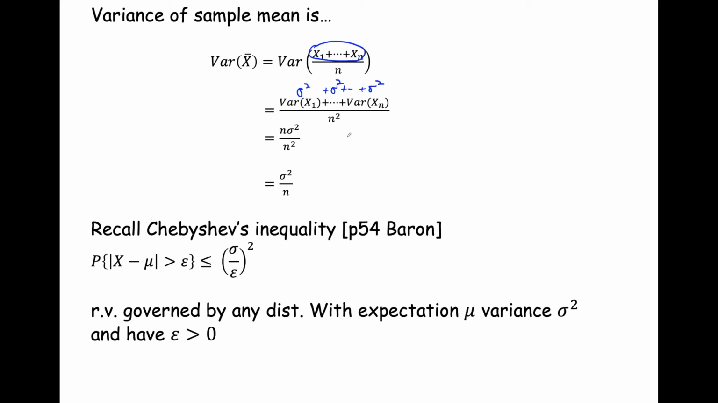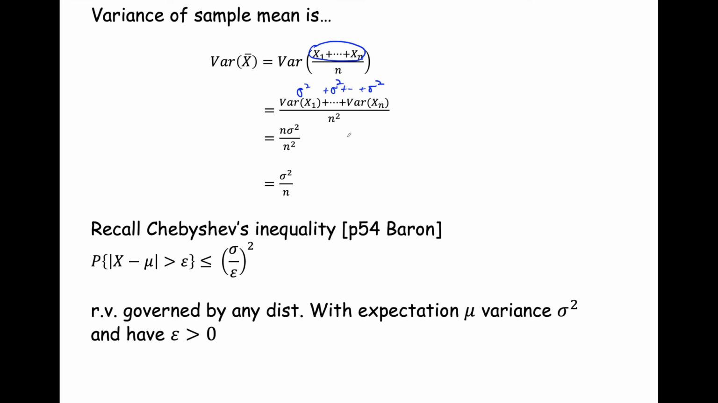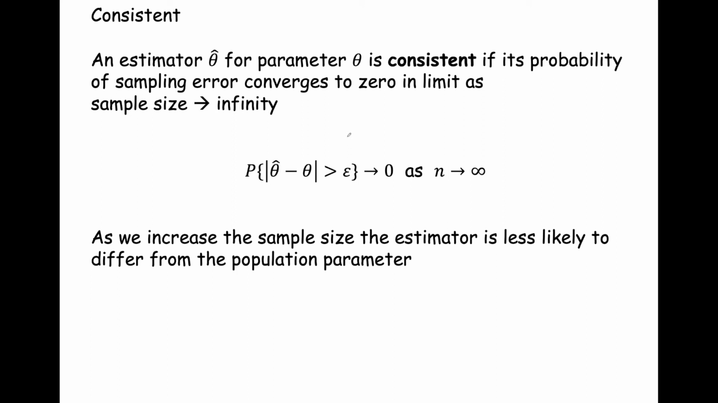So recall, we had Chebyshev's inequality, and this is on page 54 in the main text. Chebyshev's inequality said that the bound on the probability of the difference between a variable x and mu being greater than threshold epsilon is no more than sigma squared over epsilon squared. So the random variable is governed by any distribution with expectation mu and variance sigma squared, and for some epsilon, some threshold greater than 0, you can use that variance as another way of saying that something is consistent.